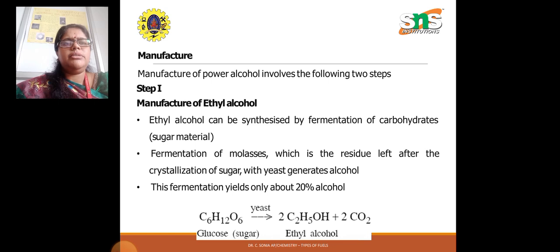How to manufacture the power alcohol? It includes the following steps. First is the manufacture of ethyl alcohol. Ethyl alcohol can be synthesized by fermentation of the carbohydrates. Fermentation of molasses, which is the residue left after the crystallization of sugar, with yeast generates alcohol. This fermentation yields only about 20% of alcohol. In this reaction we can see that the glucose in the presence of yeast gives ethyl alcohol and carbon dioxide.